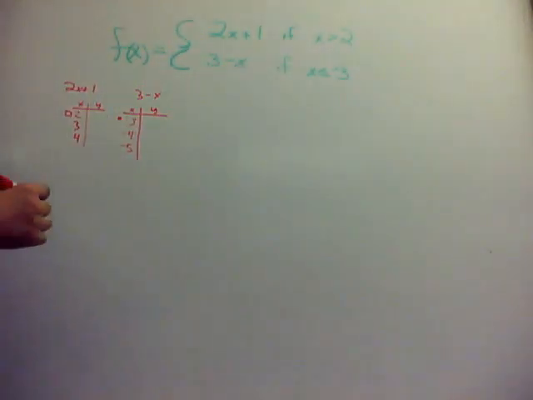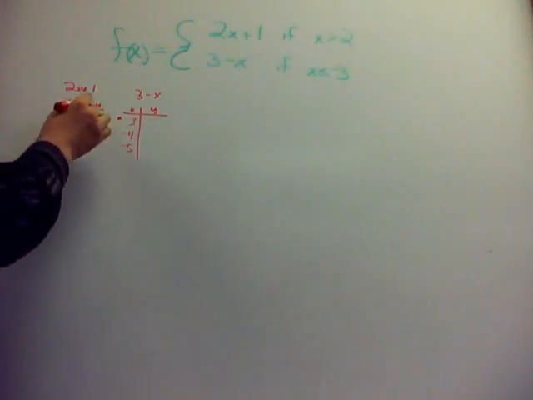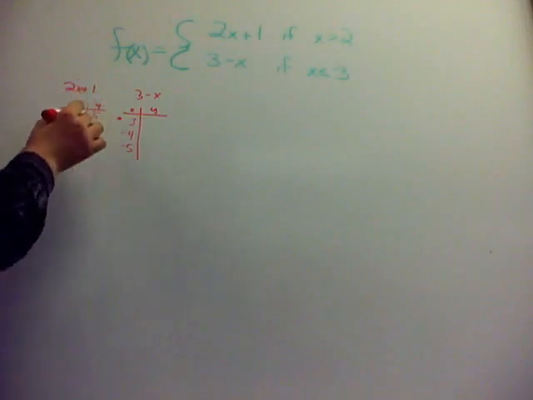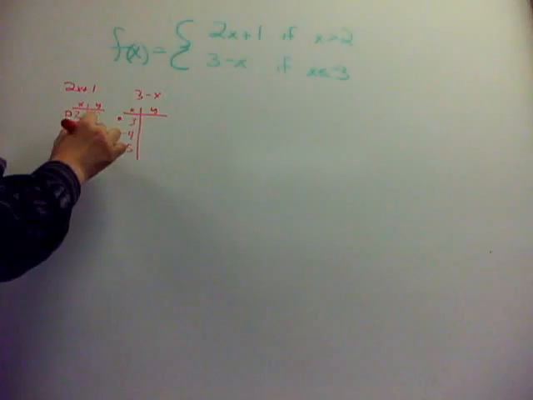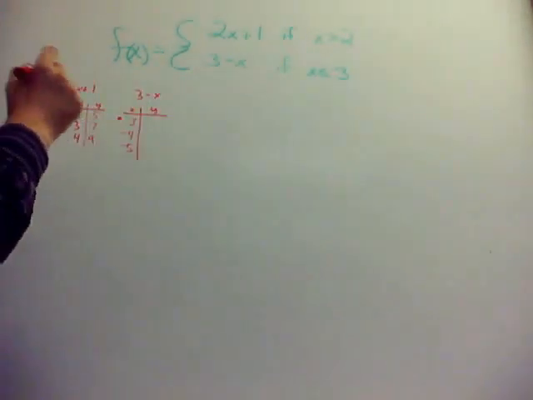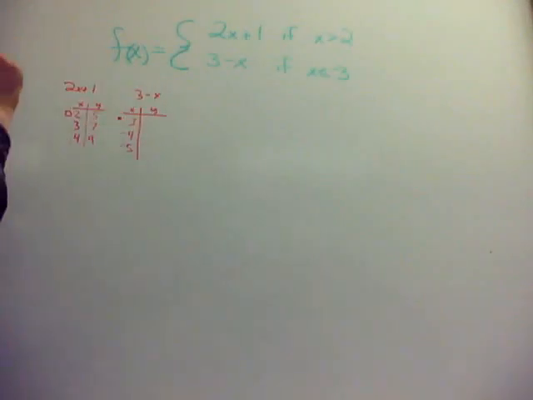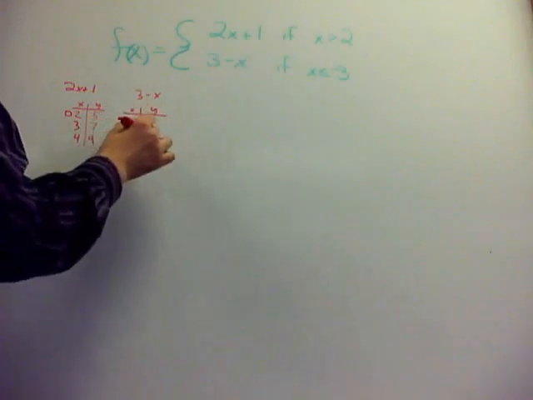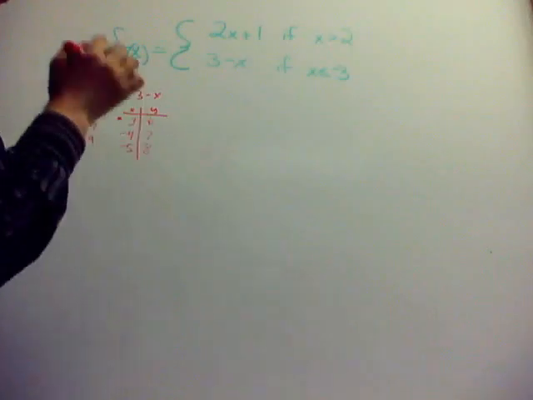Now we plug in the numbers for x and get our y's. 2 times 2 is 4 plus 1, 5. 3 times 2, 6 plus 1, 7. 4 times 2 plus 1, 9. For these ones, we plug in these x's right here. 3 minus negative 3 is 6. 3 minus negative 4 is 7. And 3 minus negative 5 is 8.